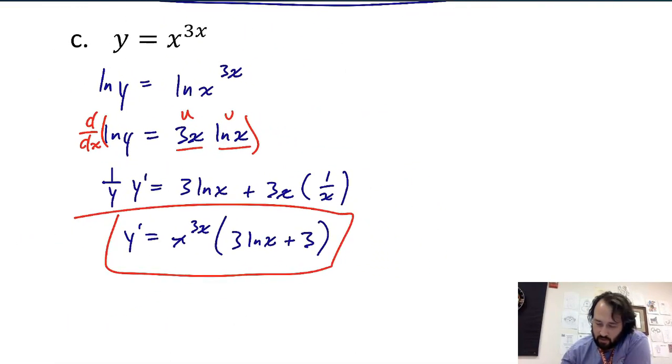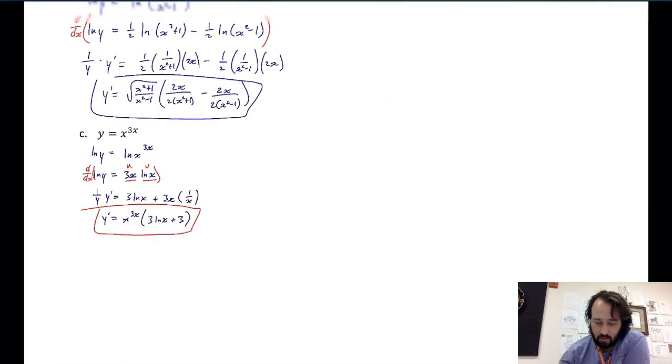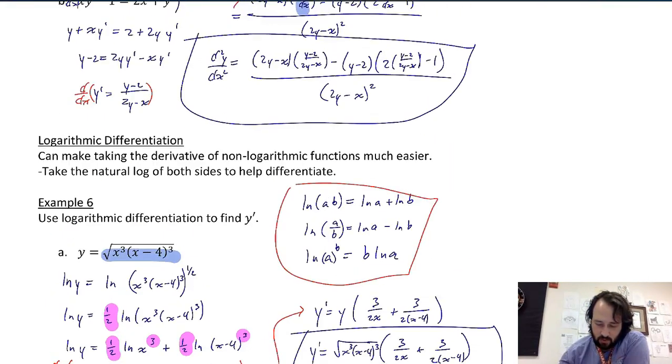You can probably generalize a rule for these things, but I don't know. Natural log makes it pretty easy for us to be able to take the derivative of these things.